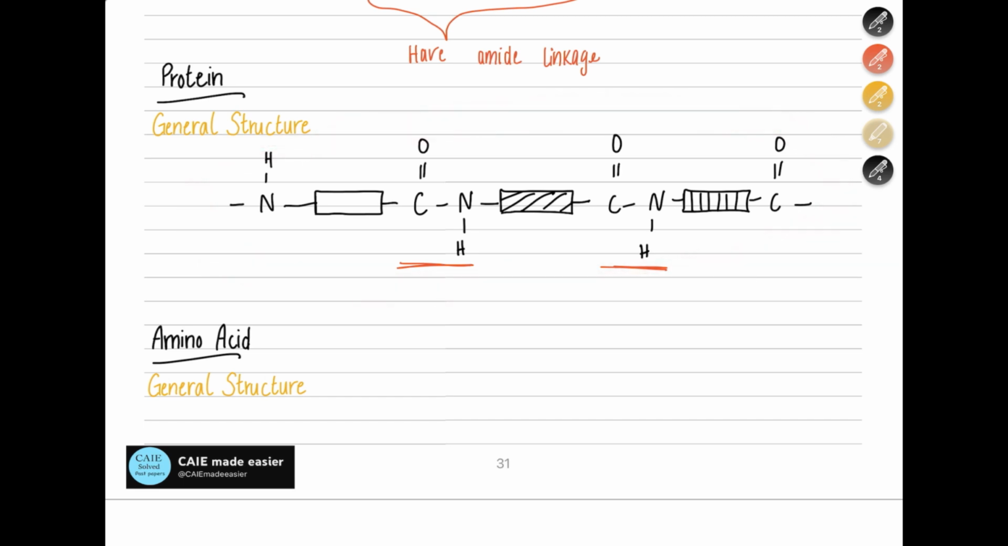Now if we want to draw the general structure of an amino acid, we write a carbon atom which has a hydrogen. The other side is attached to an R group. It is different for each amino acid, alright? But the amine group, NH2, and the carboxylic acid group, C double bond OH, are the same. And this is the general structure of an amino acid.